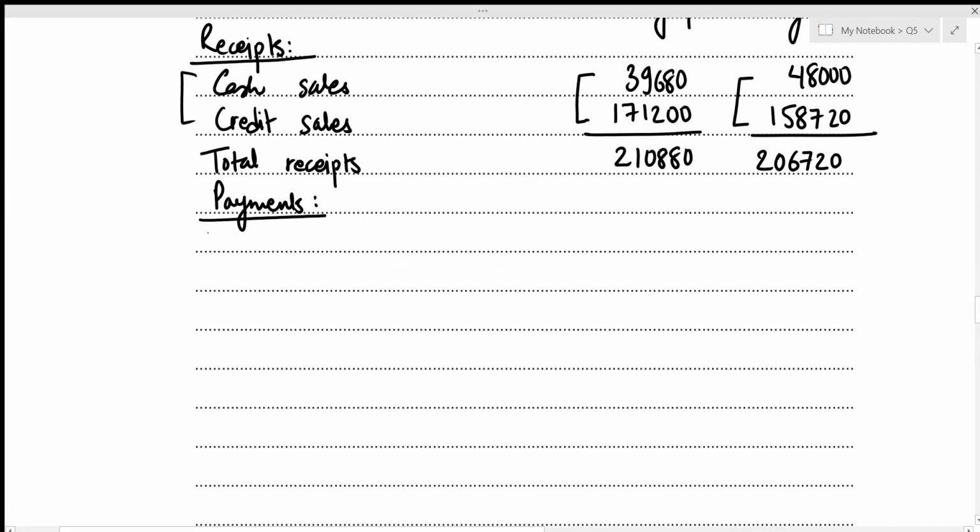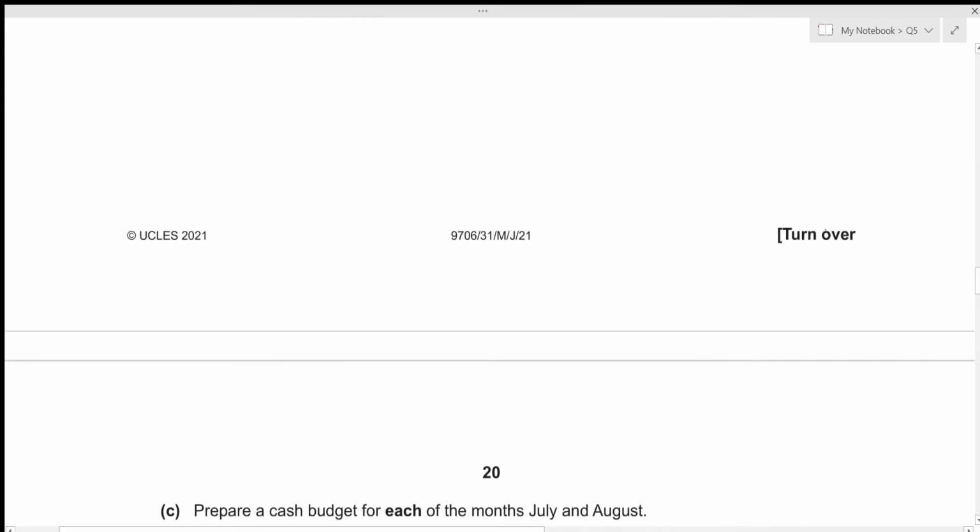We have our first payment of raw materials. And for the month of July, we figured out our raw materials expenses to be 114,660. And for the month of August, the same was 123,480. Now let's have a look at another information.